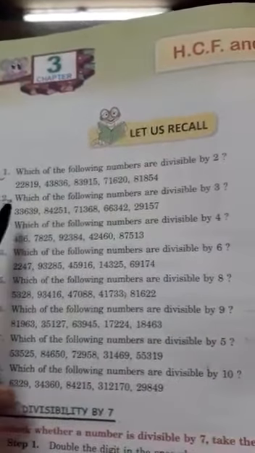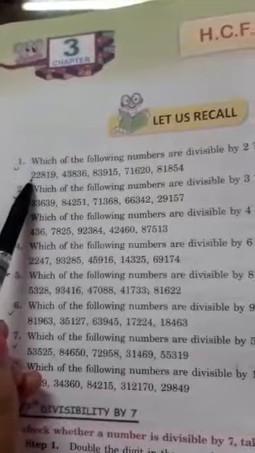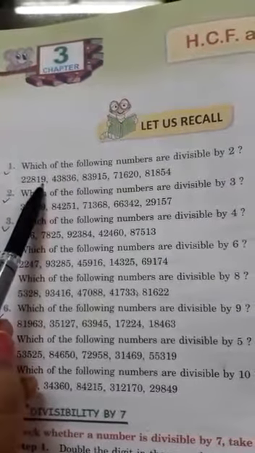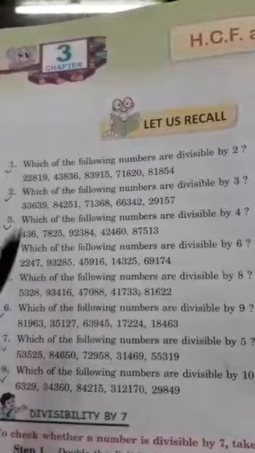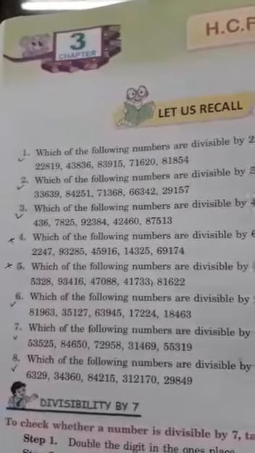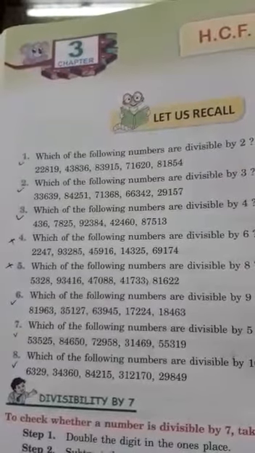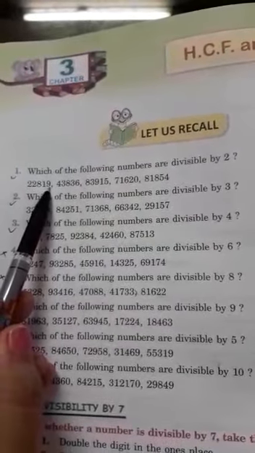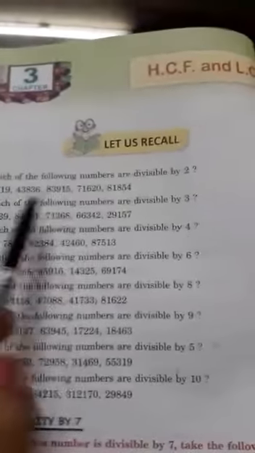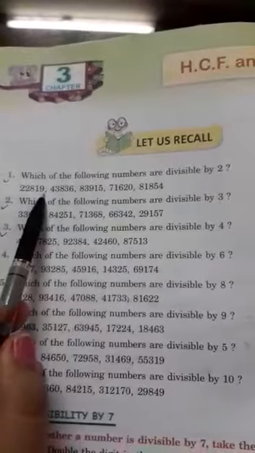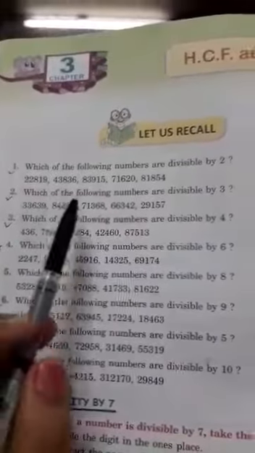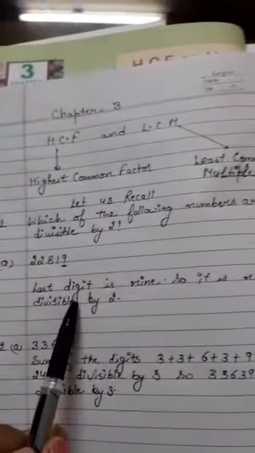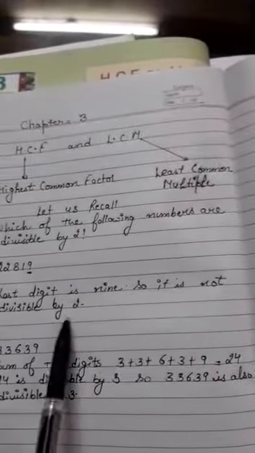See the first part, the number is 22819. Is the last digit an even number? No, it is an odd number. 1, 3, 5, 7, 9 are all odd numbers. The last digit should be an even number. If the last digit is even, then that number is divisible by 2. Here the last digit is 9, so it is not divisible by 2.